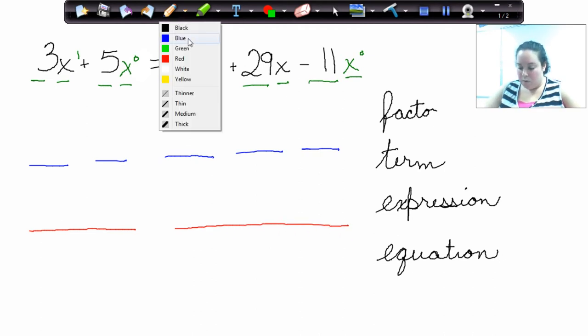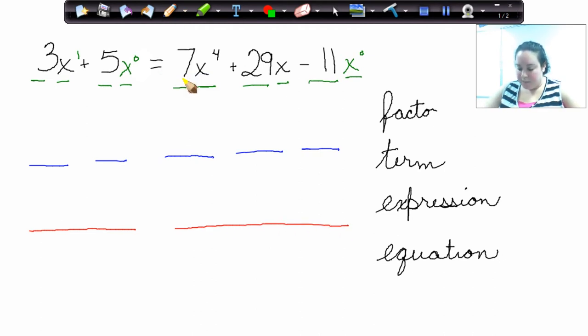And then lastly, what's an equation? An equation is a whole sentence. The equal sign is the verb, and together it makes a whole sentence. 3 times something plus 5 is 7 times the same thing raised to the 4th power, etc. It's a whole sentence. So that's what the equation is, the whole thing all together.